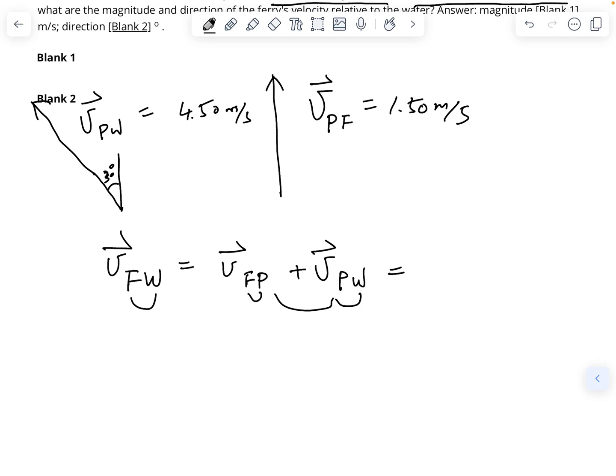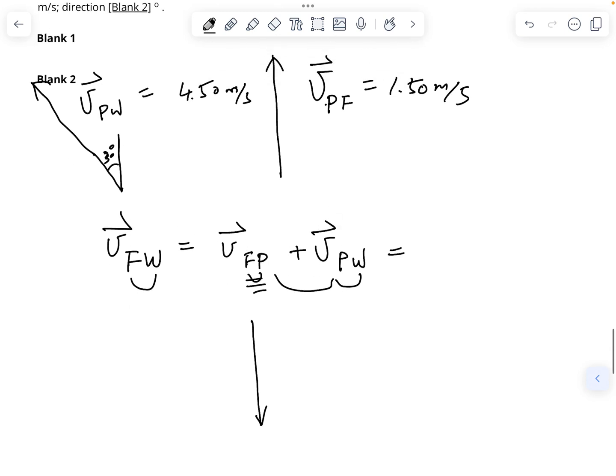So what is this? This is actually passenger to the ferry, so ferry to the passenger will be the opposite. This is 1.5 meters per second. Person to the ferry is due north, then ferry to the person is due south. And then the second vector here, passenger to the water. So you add the second vector.